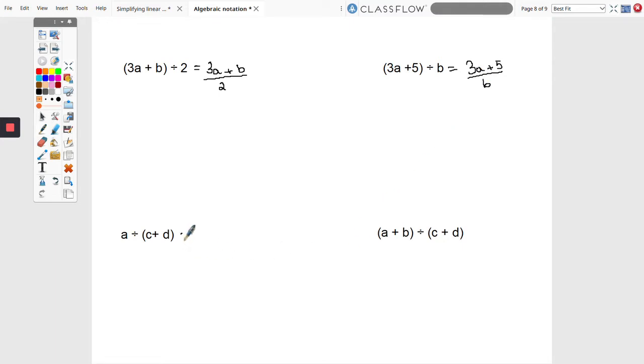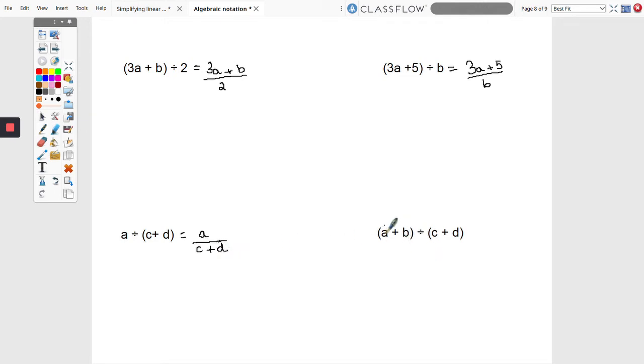So this one's slightly different. So I've got A before the division sign, so I'm going to put an A as the numerator. And then I've got C add D after the division sign, so I'm going to put that as the denominator. And again, if I was given values for A, C and D, I'd work out what A was, I'd work out what C add D was, and then I would divide A by the result of C add D.